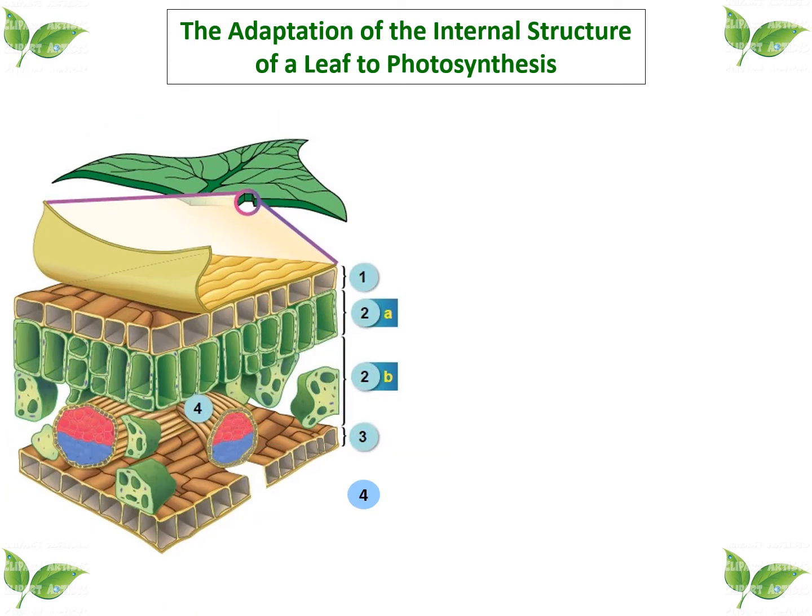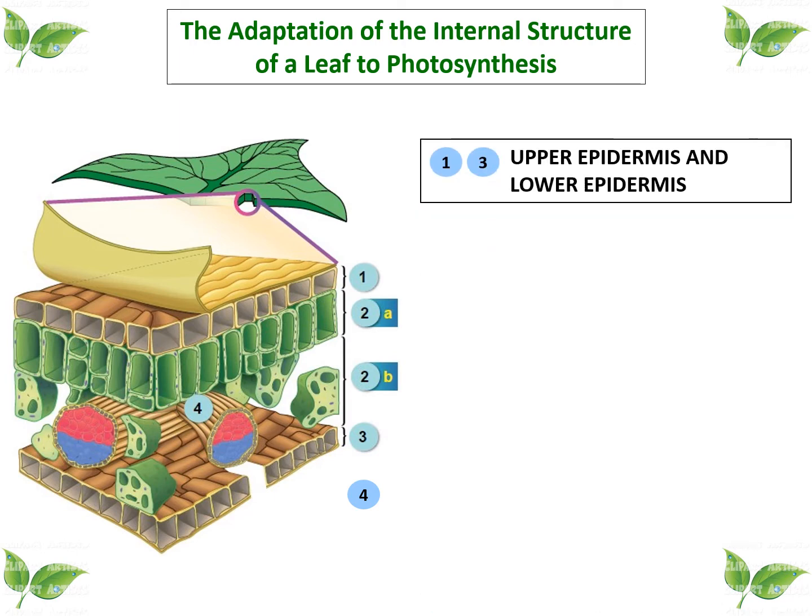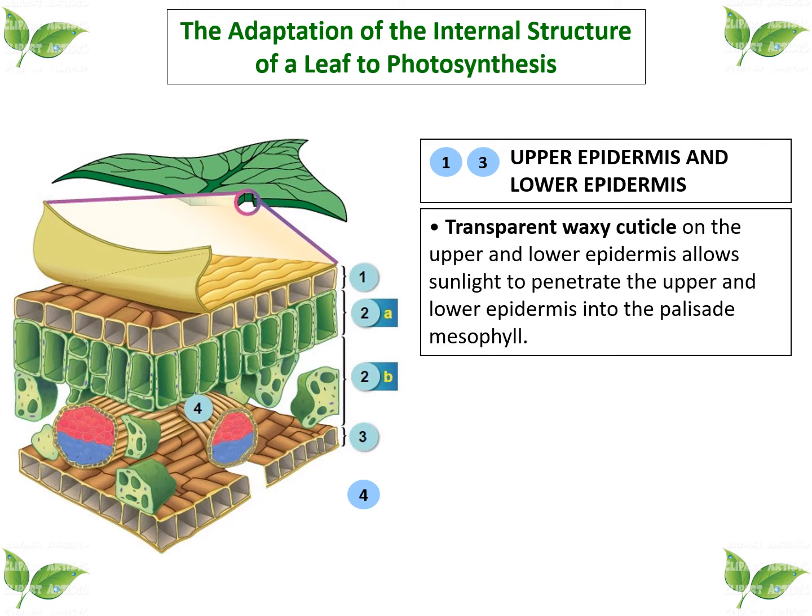Now we study the adaptation of the internal structure of a leaf to photosynthesis. Upper epidermis and lower epidermis, number 1 and number 3. Transparent waxy cuticles on the upper and lower epidermis allow sunlight to penetrate to the palisade mesophyll and also to the spongy mesophyll. Don't forget that spongy mesophyll also contains chloroplast, but more chloroplast in the palisade mesophyll.